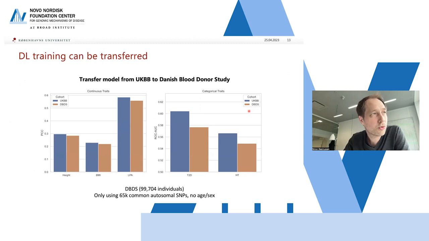Another thing we needed to investigate was whether we can transfer this. It's fine, we can train it in the UK Biobank, but can we also apply this to another data set? So we took the intersection of SNPs between the UK Biobank and the Danish blood donor study. We trained the models in the UK Biobank, and then applied them to the Danish blood donor study. We didn't do any correction for LD or anything. But we see that they transfer quite well. It's a little bit more difficult for the categorical traits, but that can also be because of the definition of the traits themselves and how they are recorded in the UK Biobank and the Danish blood donor study.